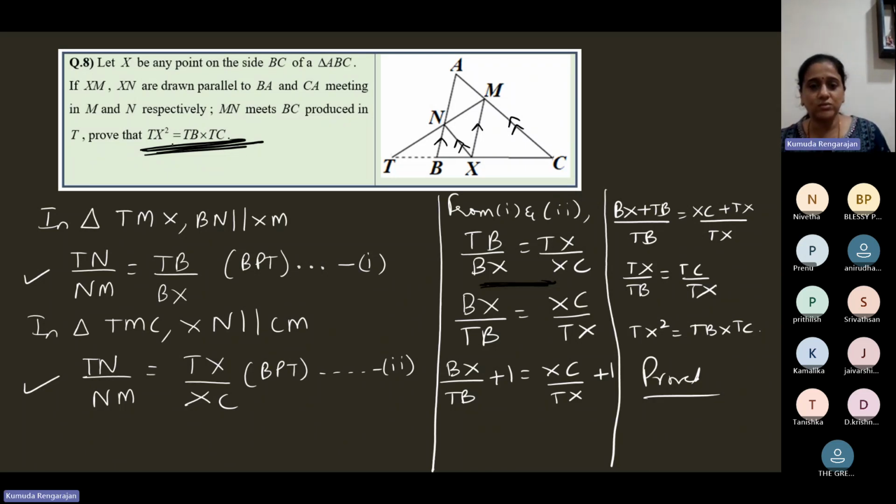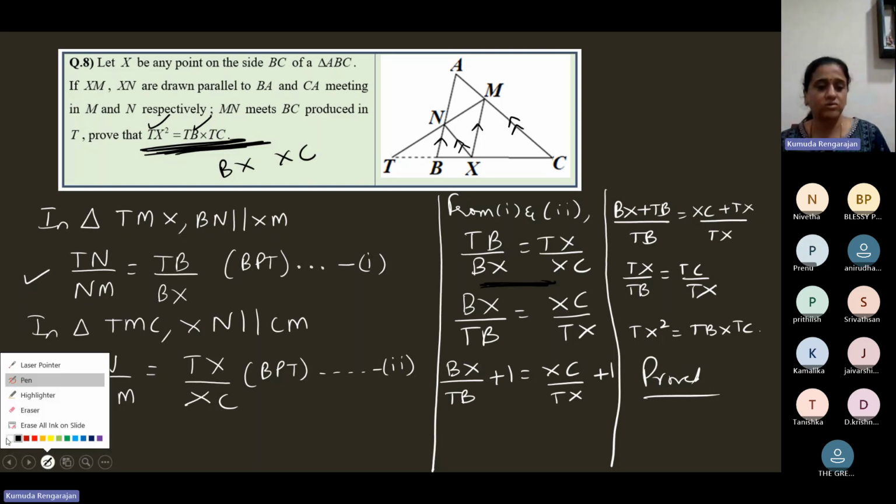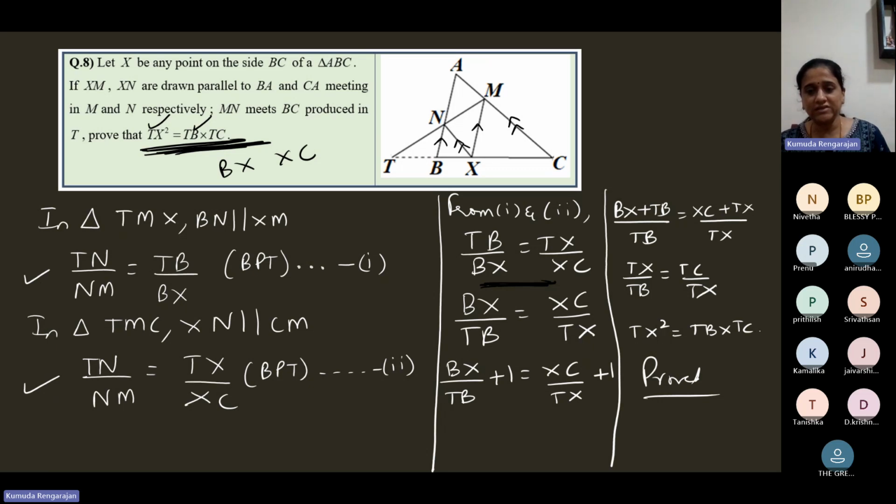So the line segments which are common are TX and TB. BX, XC, you don't see that in the result here. BX and XC are not there. But the numerator TB and TX, yes, TB is here, TX is here. What you want, you should keep it in the denominator. So we take reciprocals on both the sides. So we have TB and TX in the denominator here. So they will remain. Now add 1 to both the sides. Cross multiply and we will get it.